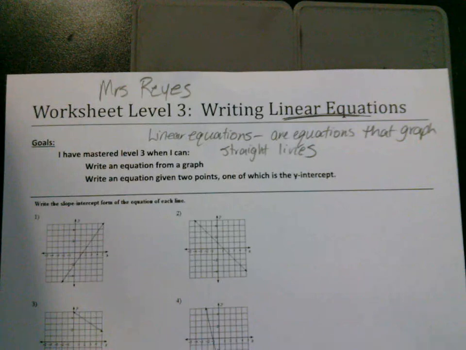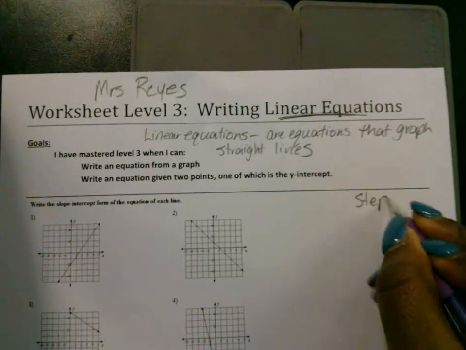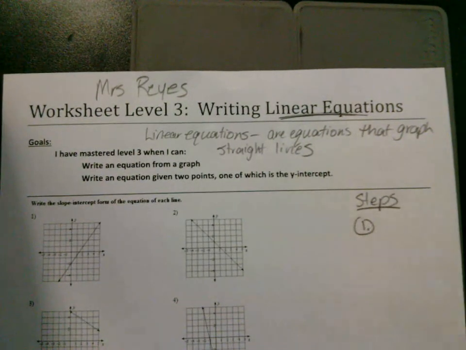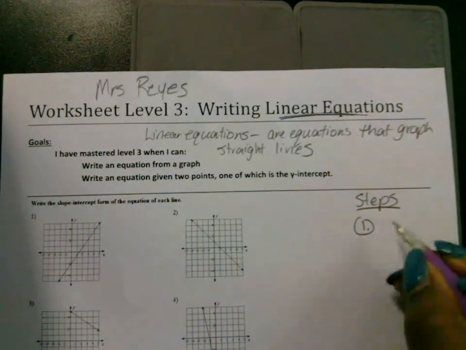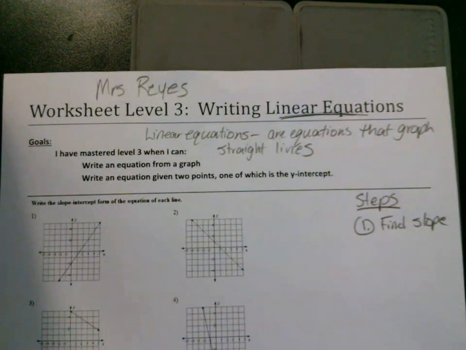All right, and y'all can do this, okay? You can do it. I'm going to write the steps out to the side. Steps. The first thing that we're going to do is find the slope. That's number one. Write it, please. Step one is to find the slope. We're going to find the slope first, okay?